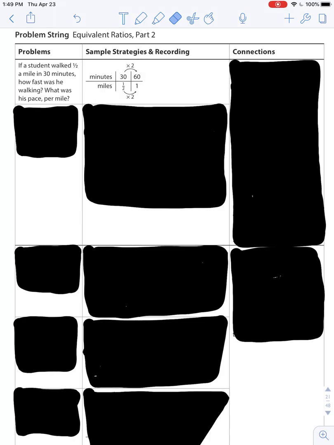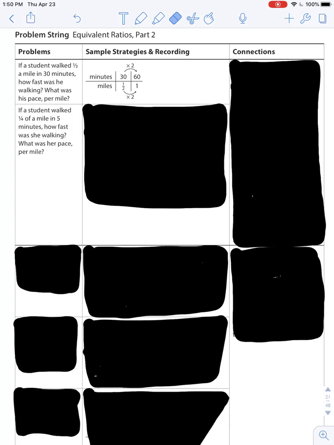So for this problem, you can set it up with a ratio table. Again, we're going to stick with minutes on the top and miles on the bottom just for consistency. So we put 30 minutes at the top and then miles is a half. To get from a half to 1, we need to multiply a half by 2. So 1 half times 2, 2 halves would be a whole. And then 30 times 2 would be 60 minutes. So they walked half a mile in 30 minutes, so they need to double that to get to a full mile, which takes them 60 minutes if they continue at that pace.